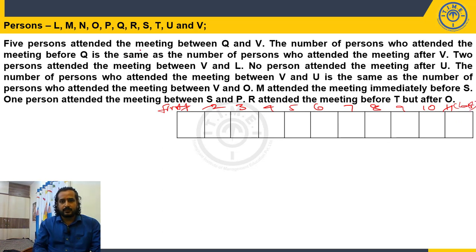Now go ahead with the clues. 5 persons attended the meeting between Q and V. Between Q and V, how many persons are there?